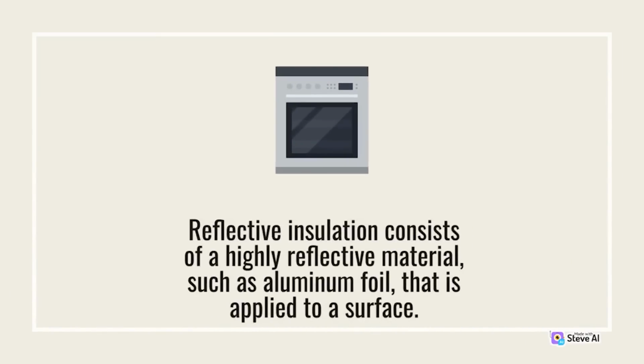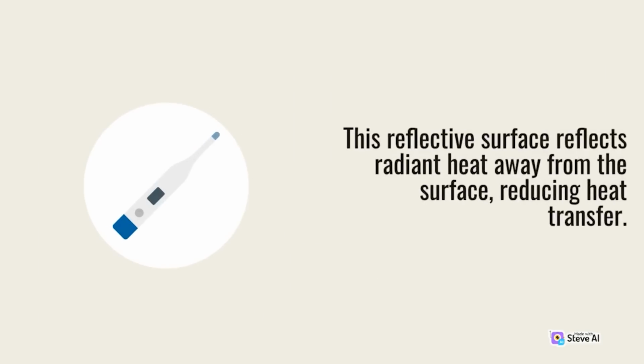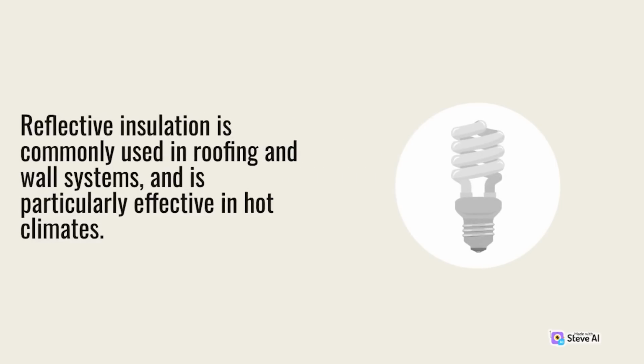Reflective insulation consists of a highly reflective material, such as aluminum foil, that is applied to a surface. This reflective surface reflects radiant heat away from the surface, reducing heat transfer. Reflective insulation is commonly used in roofing and wall systems, and is particularly effective in hot climates.